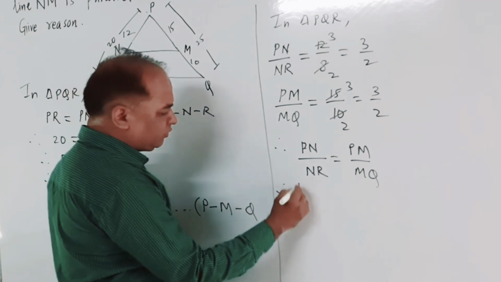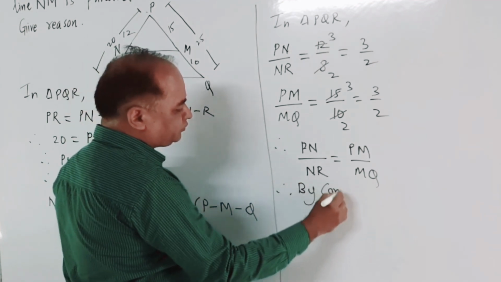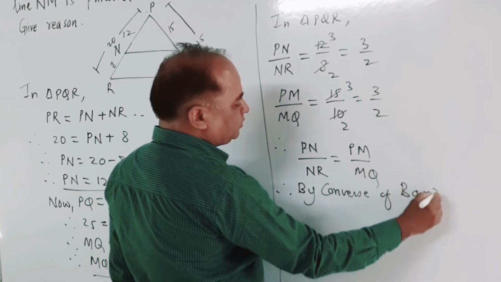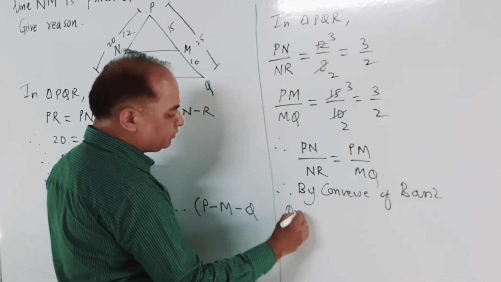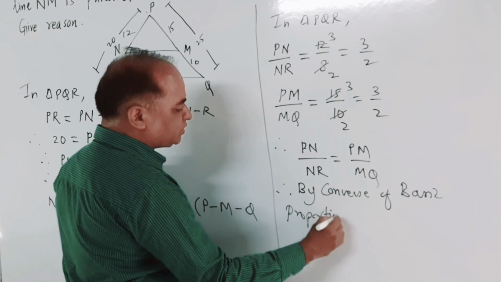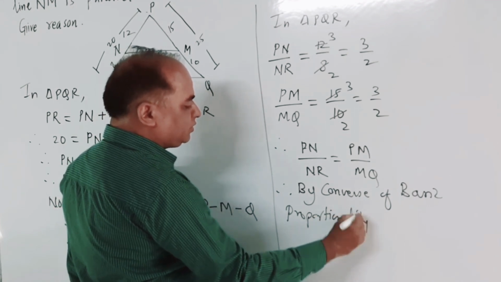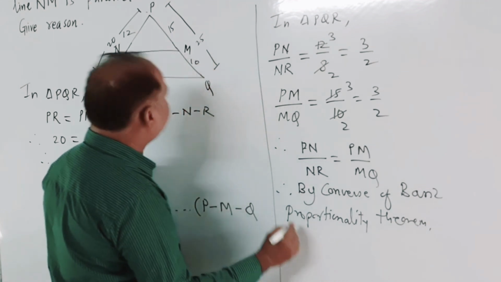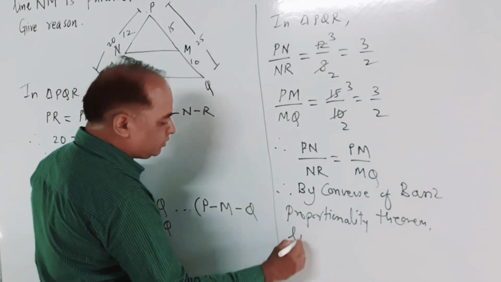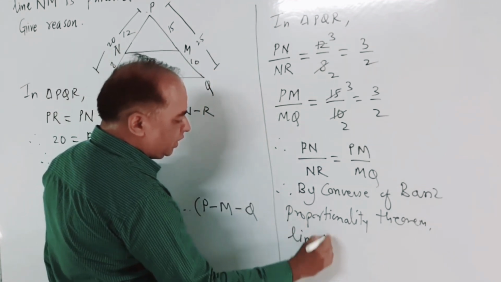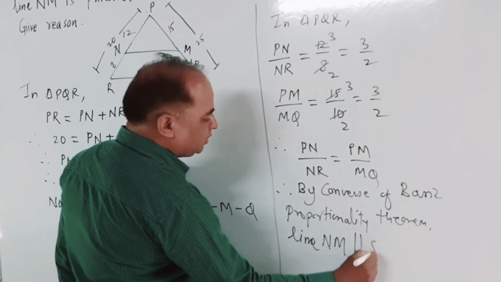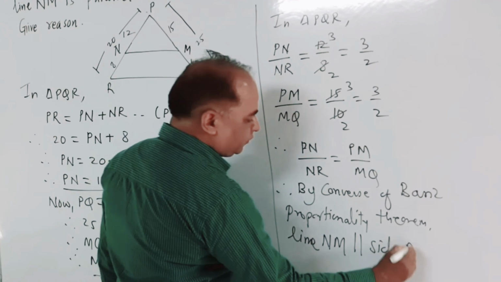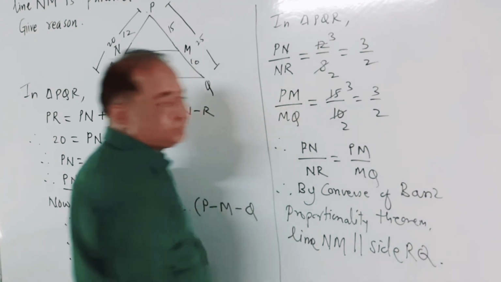Therefore the ratios are equal. Therefore by converse of basic proportionality theorem, line NM is parallel to side RQ of triangle PQR.